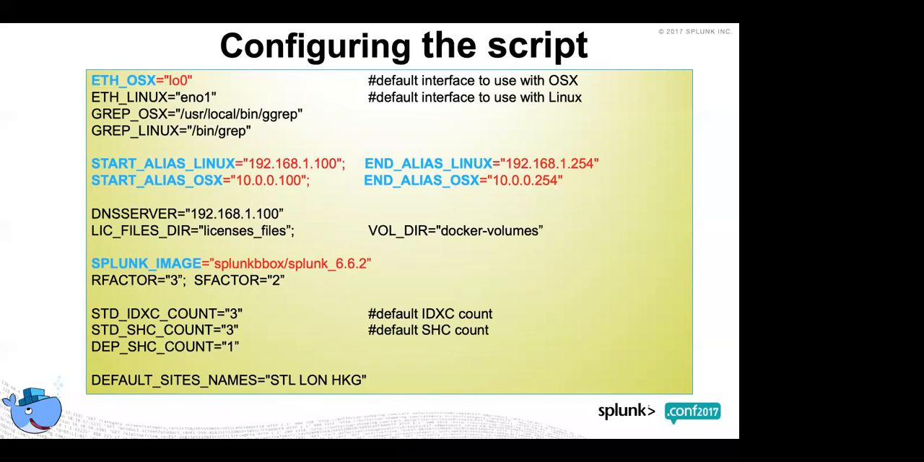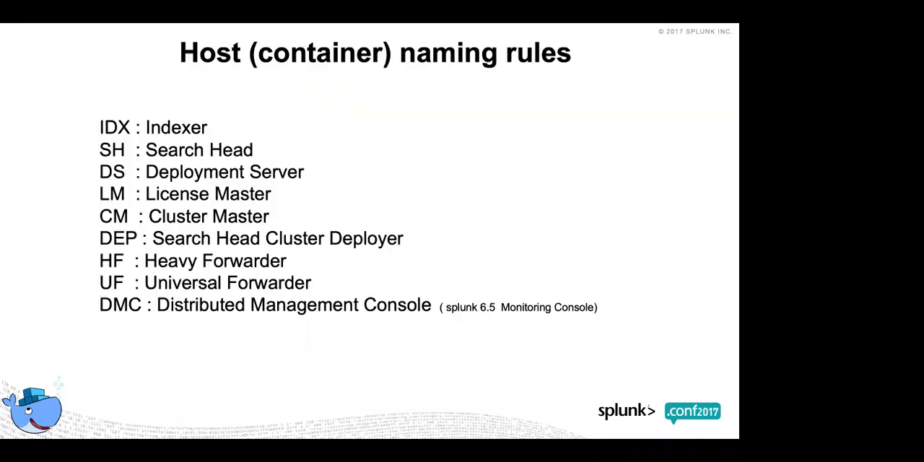Then there's a bunch of defaults, like the standard indexing, replication factor, and search factor. Those are really defaults. You can actually modify them. In the case of a multi-site cluster, I have three default names: STL for St. Louis, London, and Hong Kong. You can change that if you wanted to. Those are the naming conventions. You want to stick with that.